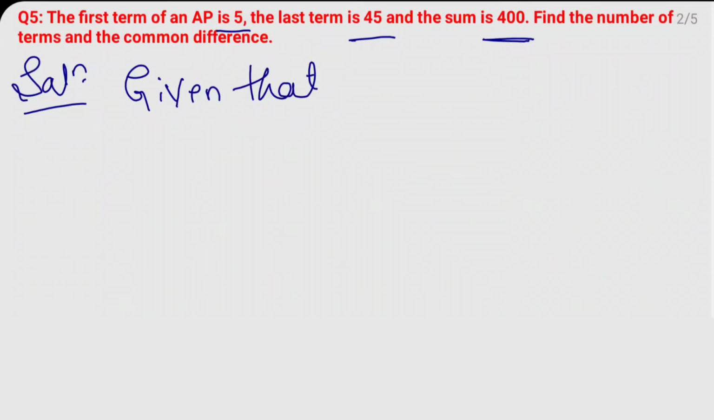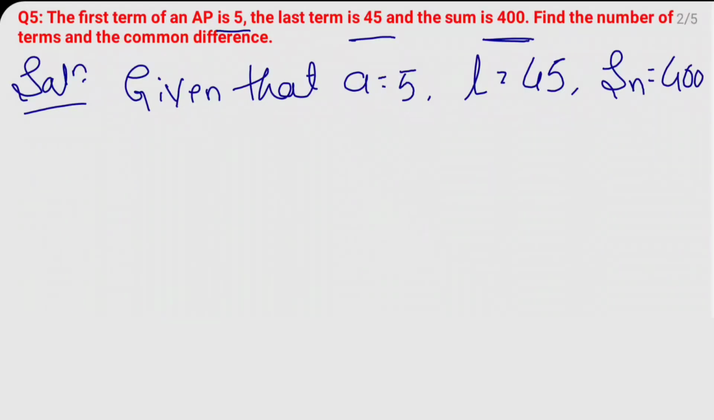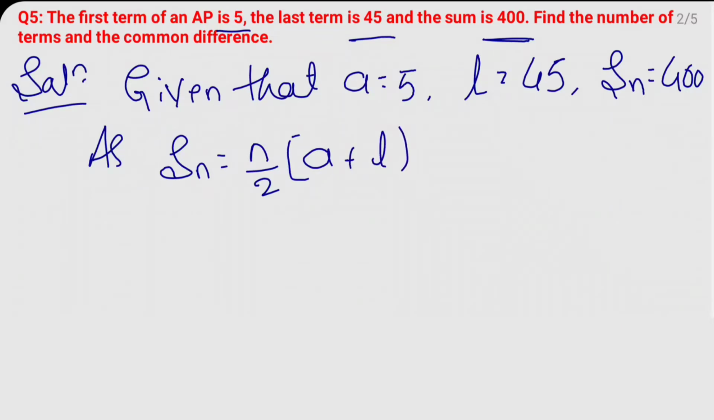So the first term is 5, so a equals 5, and the last term is 45, so L equals 45. The sum they gave, Sn, is 400. Is it clear? Here we want to find n and d. As we know, Sn equals n by 2 times (a plus L), because here we have the first term and the last term, so I will consider this formula.